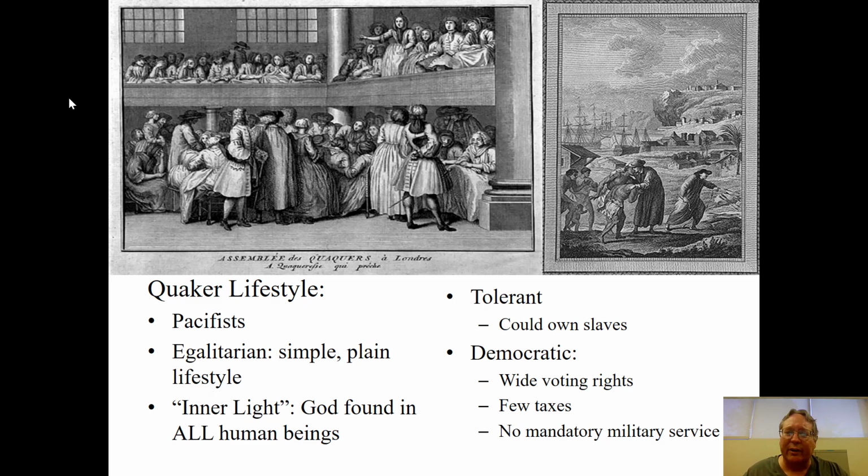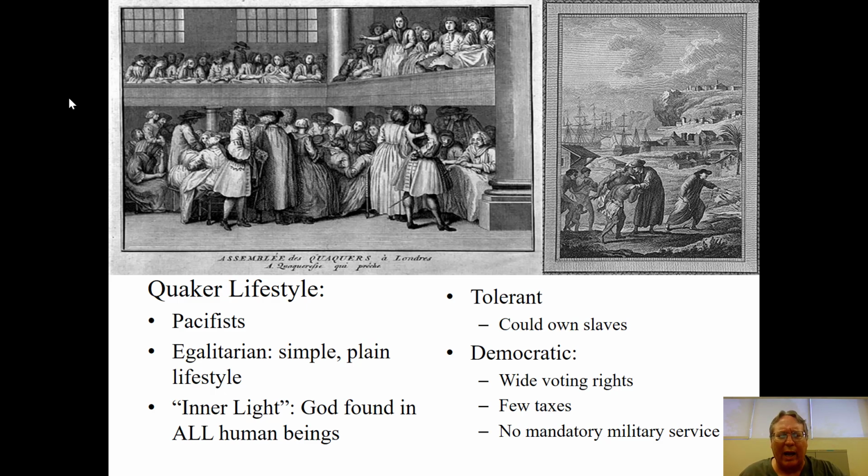Now, there's still some segregation. Women are in one part of the congregation, men are in another. But for the most part, women do have a chance to speak out. They do have a chance to let their words be known, their feelings be known. Now, again, men are still in charge. Men are the ones that hold the voting rights, but women do have a way to express themselves in this society. So not nearly as repressive as what we saw in the Puritan colonies in New England, much different.